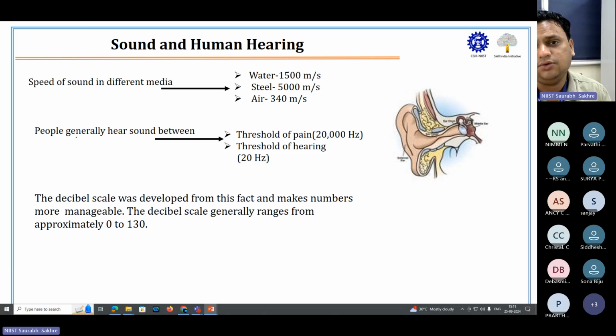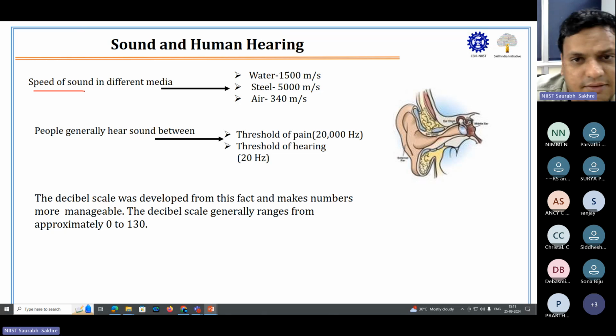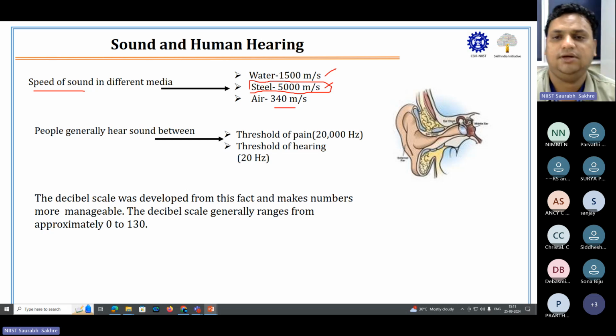Now we will understand about sound and human hearing. First, you need to understand that the speed of sound is different in different types of mediums. In water, it is 1500 meters per second. In steel, it is 5000 meters per second, and in air, it is 340 meters per second. The highest velocity is in steel, but our medium is air only. Very seldom do we plug our ear into different kinds of mediums. But the highest velocity of sound is in steel, and as far as air is concerned, it is 340 meters per second.